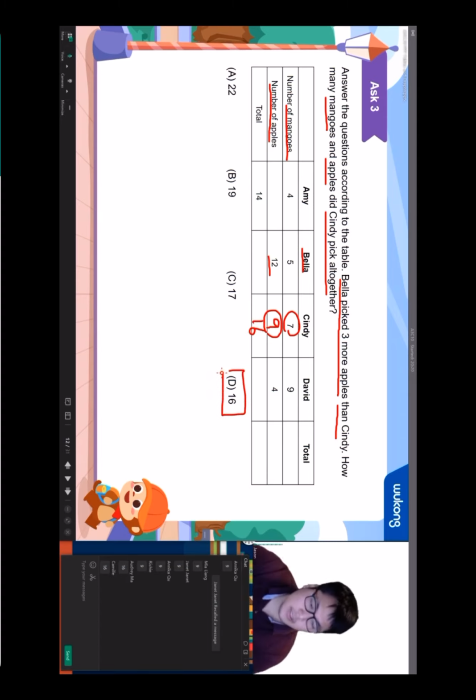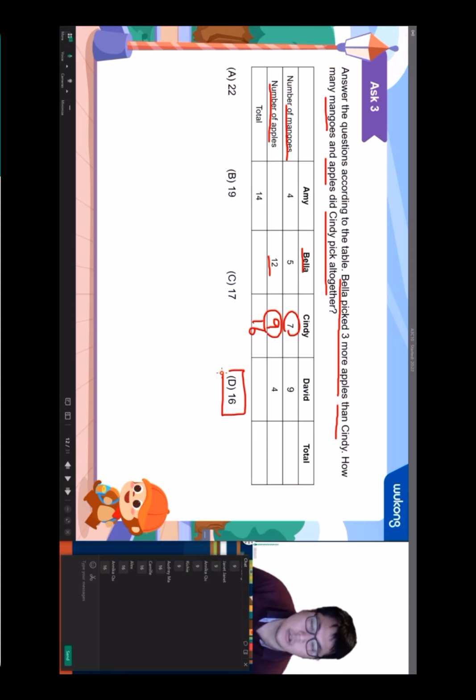Okay, let's have a look at apples. So apples over here, Bella's over here. So if Bella picked 3 more, how many apples did Cindy pick up, guys? 9. Yes, that's right. Okay, so now what is the question? How many mangoes and apples altogether did Cindy pick? So, okay, so mangoes is 7 and apples is 9. So if we add them up, it's 16. Oh, so that's it. So it's not that complicated at all, guys, don't you think?